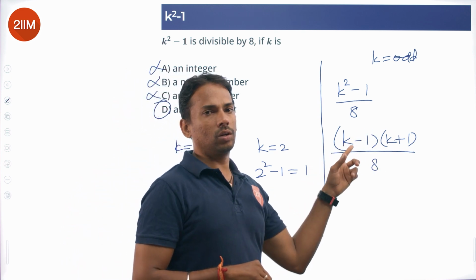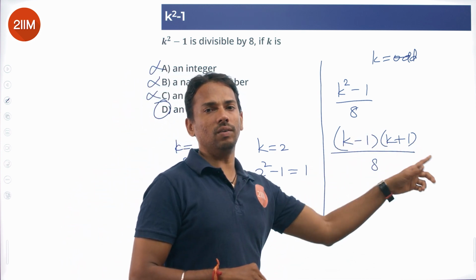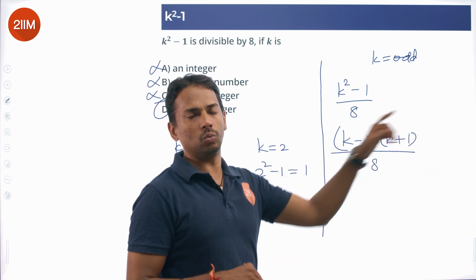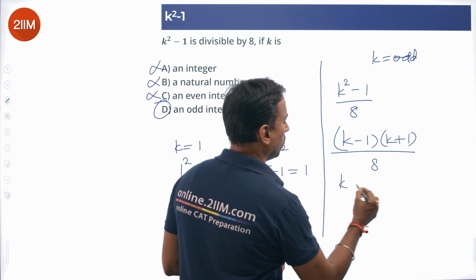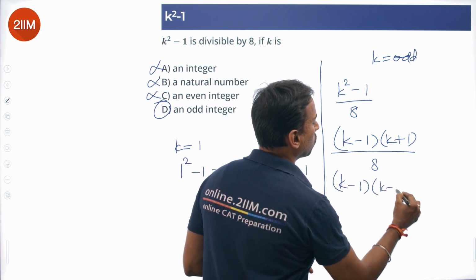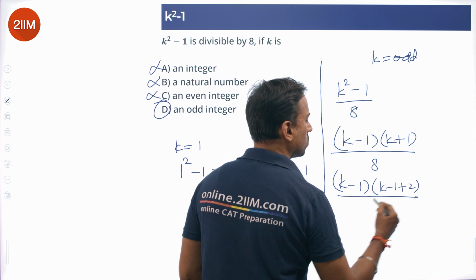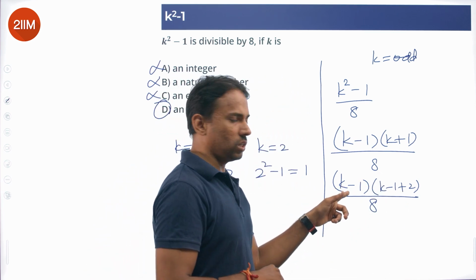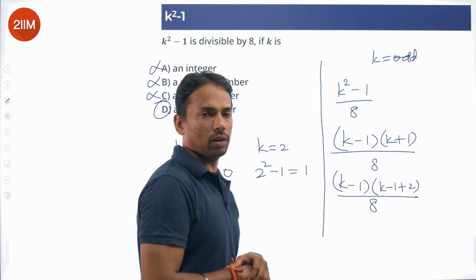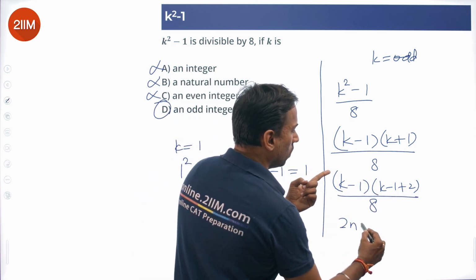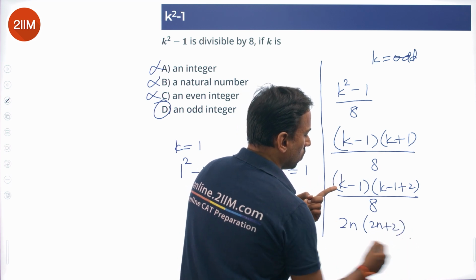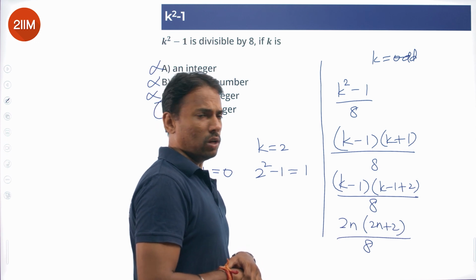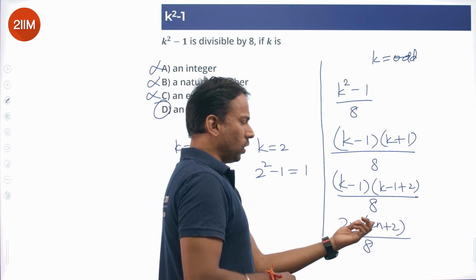And they should be two consecutive even numbers. Because this is k minus 1, this is k minus 1 plus 2. So I can write it as k minus 1 into k minus 1 plus 2. Is this divisible by 8 or not? That's what we have to check. Now this is an even number, this is the next even number. So we'll have this to be some 2n into 2n plus 2. We'll check if it is divisible by 8. One point is very sure: I can take 2 out here, 2 out here.